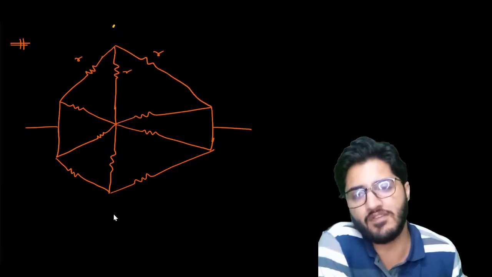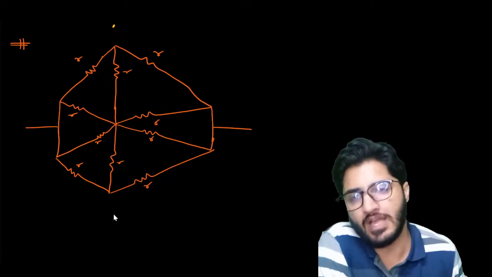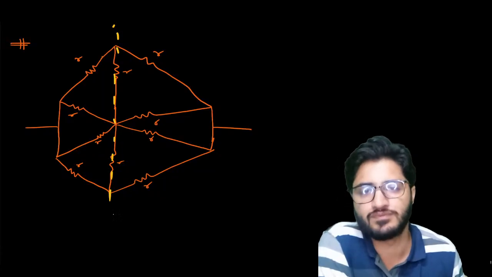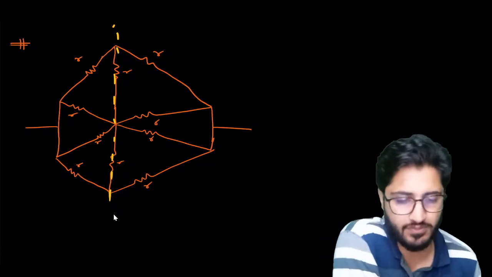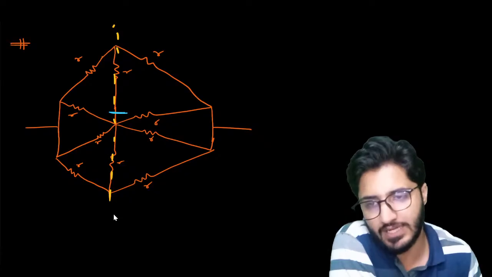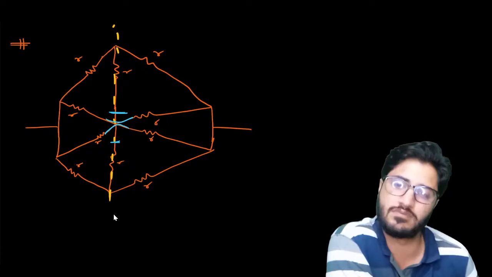Each resistor is having value R, okay? So I think I need to cut it from this particular portion now. When you cut it, this one gets cut, this one gets cut, this one gets merged like this.